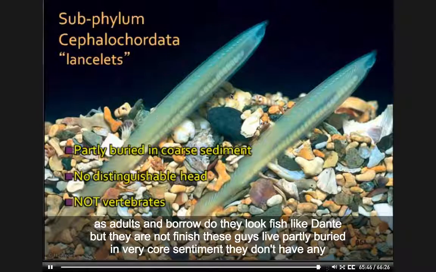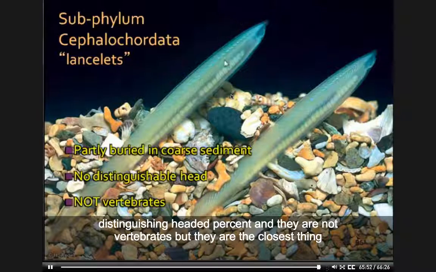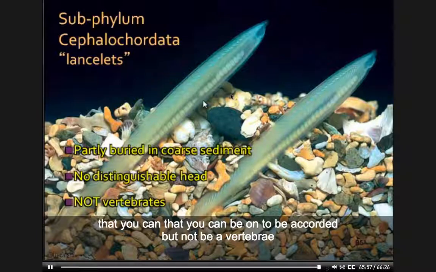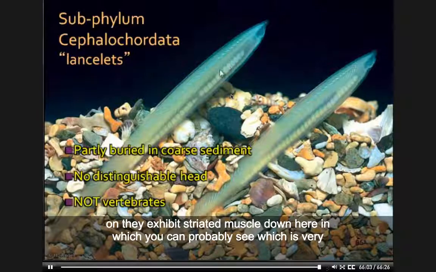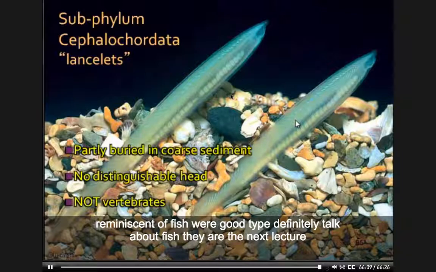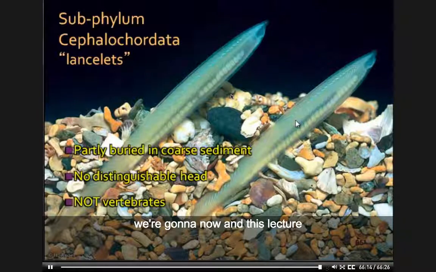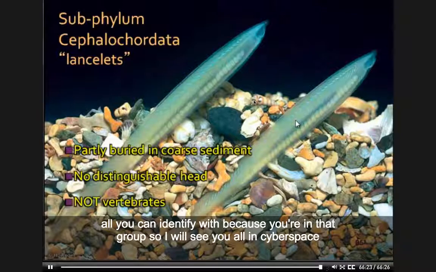These guys live partly buried in very coarse sediment. They don't have any distinguishing head, per se, and they are not vertebrates, but they are the closest thing that you can be to be a chordate, but not be a vertebrate. They exhibit striated muscle down here, which you can probably see, which is very reminiscent of fish. We're going to definitely talk about fish. They are in the next lecture. We are going to now end this lecture, and we'll pick it up with the vertebrates in the next lecture. That is the last group of chordates, the one that you can identify with because you're in that group. So I will see you all in cyberspace.